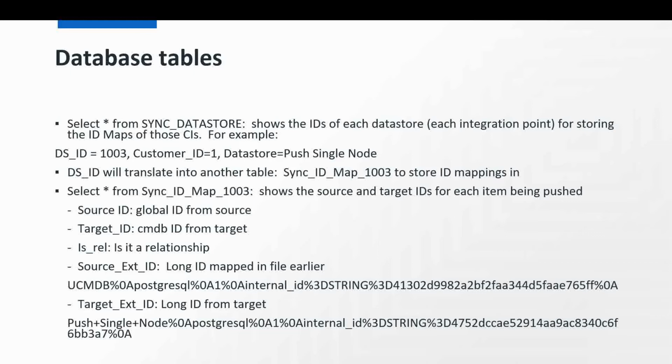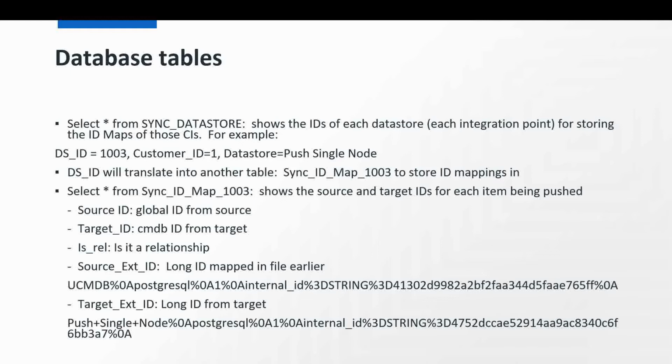Then PostgreSQL, that's the CI type. %0A 1, %0A, right? That is the customer ID. Internal_ID %3D. %3D is an equal sign. Equals string %3D equals, and then the actual global ID, and then %0A being a new line. That is the ID mapping.